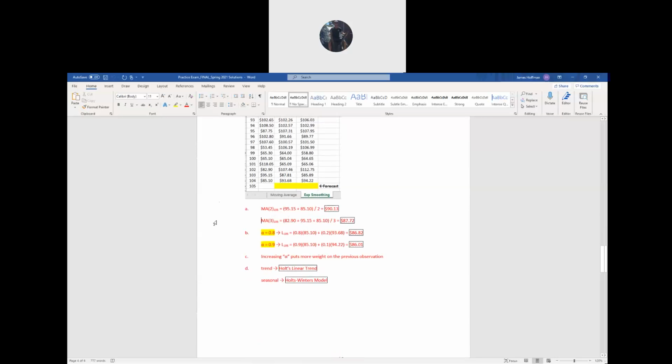All right, so MA3 for week 105 is the sales for week 102, 82.90, the sales for week 103, 95.15, and the sales for week 104, 85.10. So the last three divided by 3 to get the moving average of 3 would give us an MA3 week 105 sales forecast of 87.72 or $87.72. That's the actual sales.